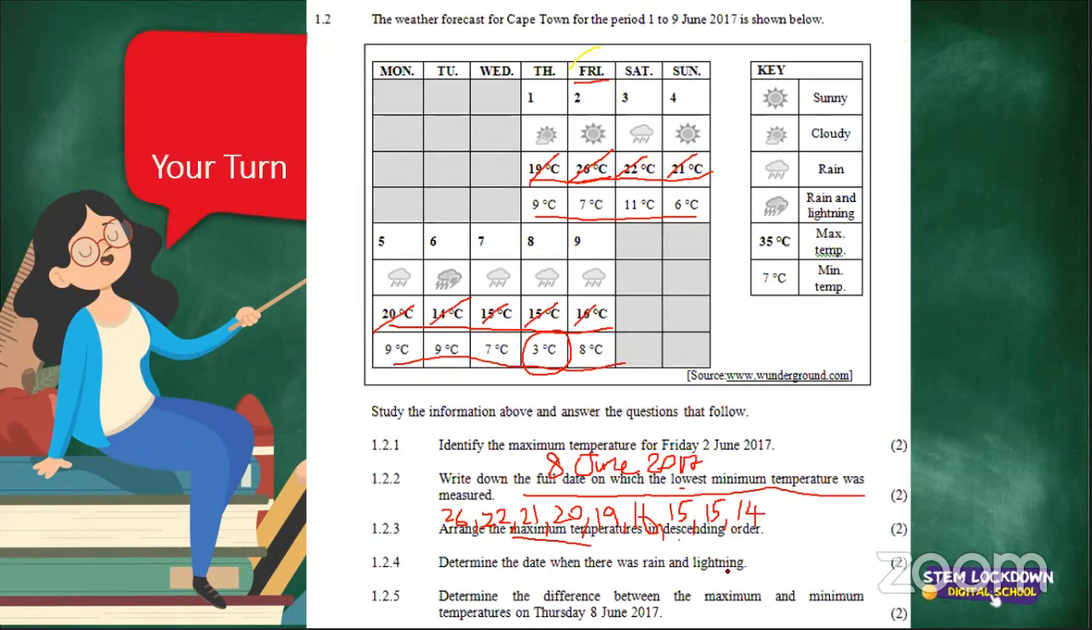I'm giving you about 30 seconds to do number 1.2.4. Determine the date when there was rain and lightning. Look at your key and tell me which date was that. Here, I'm not looking for the day, I'm just looking for the date. Which date was there lightning and rain? Here, I have a couple of answers.